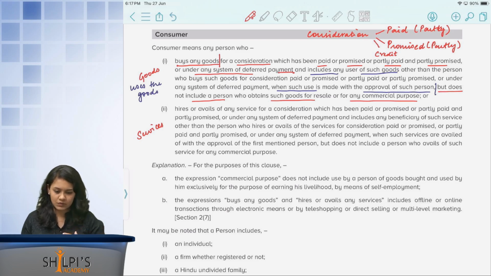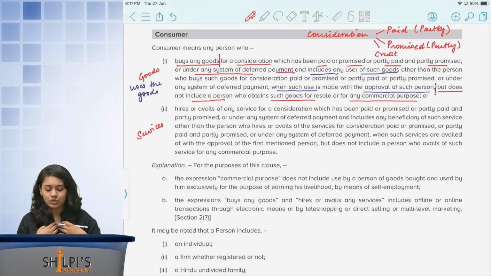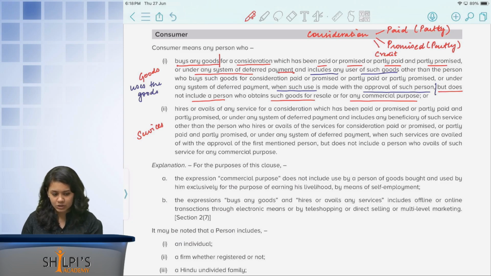Now let's try to make sense of this definition again. If I'm a trader, I am buying 10 tons of sugar. Am I going to consume 10 tons of sugar? No, I am not. I probably would need only like 1 kg of sugar for a really long time. So what am I doing with 10 tons of sugar? Obviously I'm buying and selling. Can I be a consumer in this particular area? Obviously not. So therefore the definition clearly says it does not include a person who is obtaining goods for resale or for any commercial purposes. Now this commercial purpose part, there's an explanation, we'll come down to it a little later on, but let's break up the definition again.